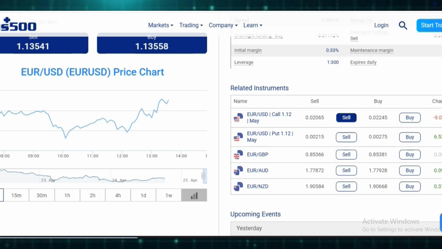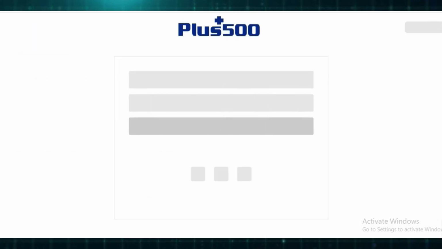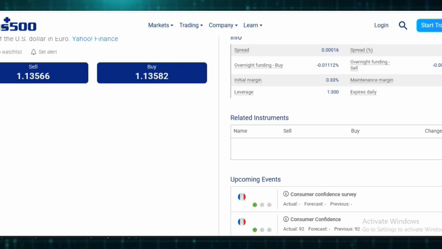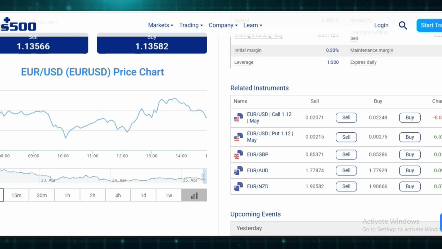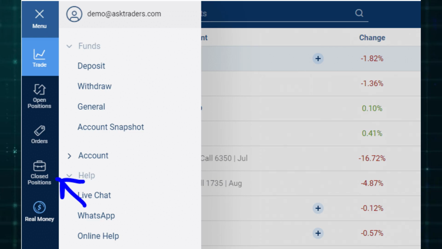Plus500 offers tools like stop loss, take profit, and guaranteed stop to help manage your trades and limit risk. You can track open positions in real time using charts and market data. Be mindful of leverage and margin as they amplify both gains and losses. You can close trades manually or let your risk tools do it.